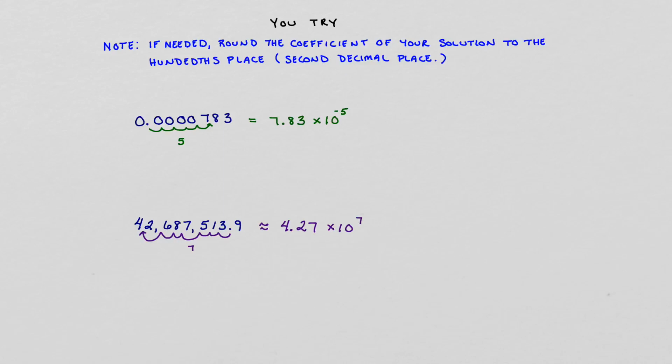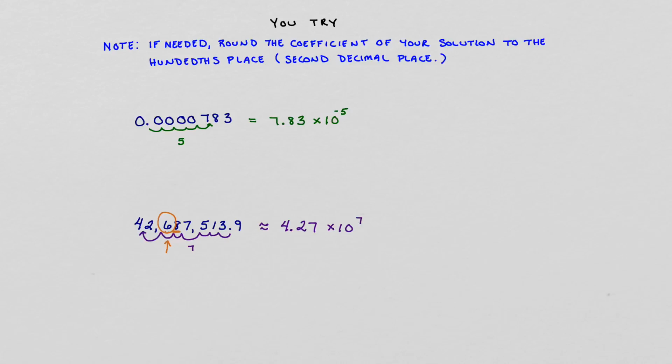42,687,513.9, again, we're going to locate that decimal point, and we're going to move it to create our coefficient. In this case, we end up moving that decimal point 7 spaces to the left, and we have a lot of numbers that trail after that decimal point. So again, here is where I'm going to note that here's my second decimal point. I see that there's an 8 next to it, so that's going to tell me to round the 6 up to a 7. So this is why I'm also using approximation symbols, because I did a little bit of rounding for my final answer to get 4.27 times 10 to the 7th power.